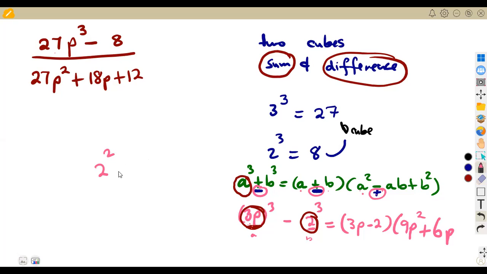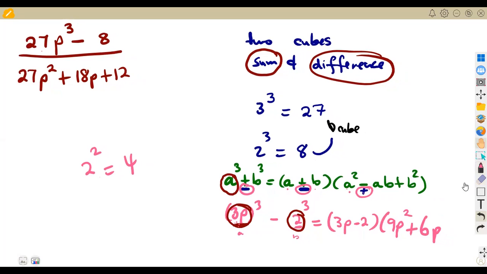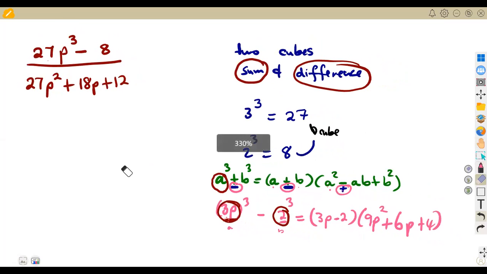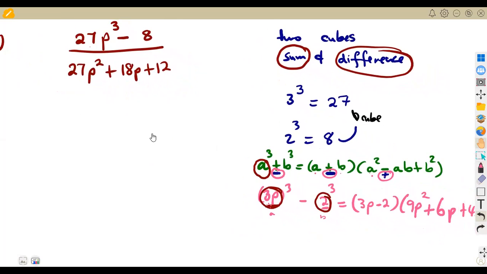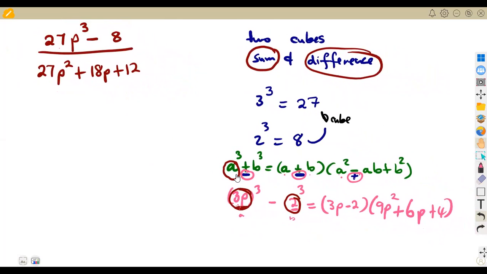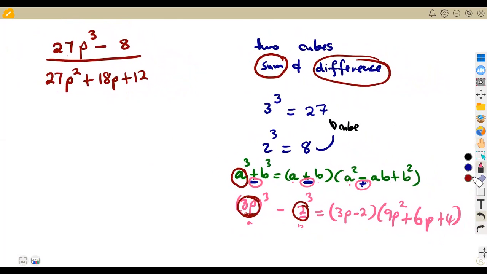So that is 2 squared, and 2 squared is 4, which is 2 times 2. So that means we are going to add a 4 here. So this is how you are supposed to have this at the end if you were to factorize properly this expression that we are seeing here, right, on this question. So we are just going to take this as it is.